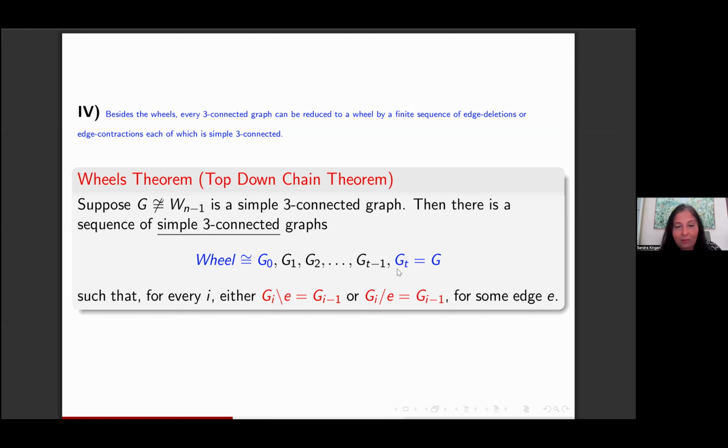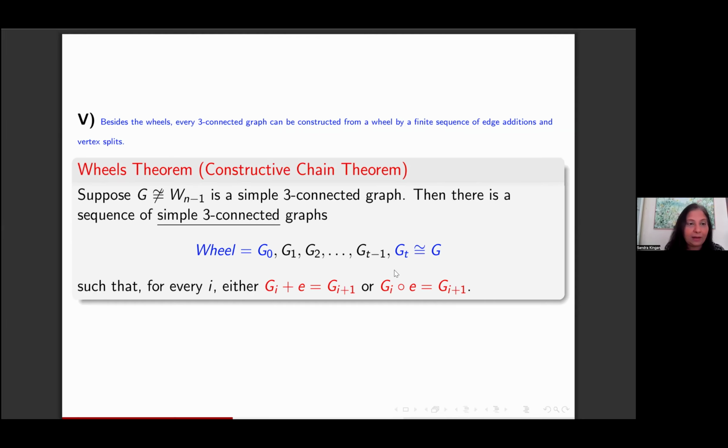And one more version, I think. And the constructive version. So if you have G, there will be some wheel minor that it has, and you can grow G from the wheel by adding an edge or splitting a vertex. Let me pause here and ask if there are any questions.